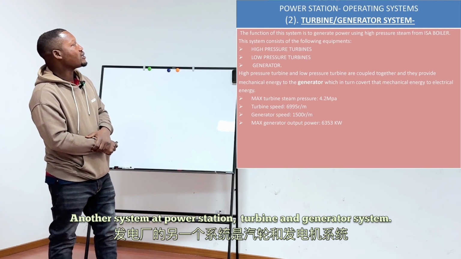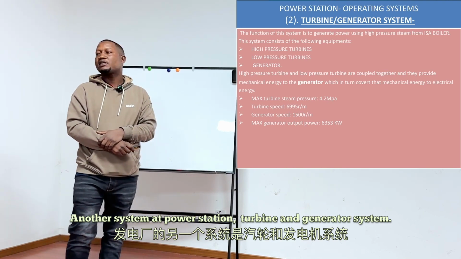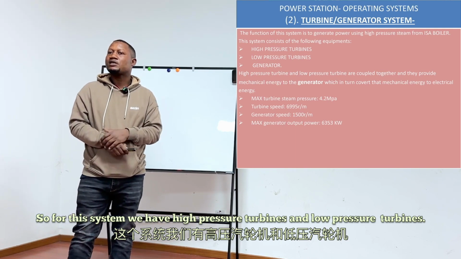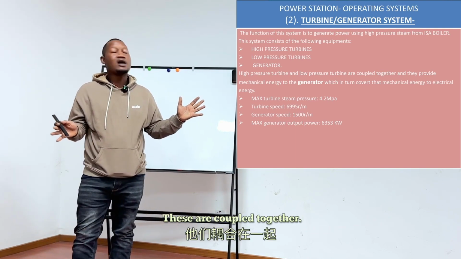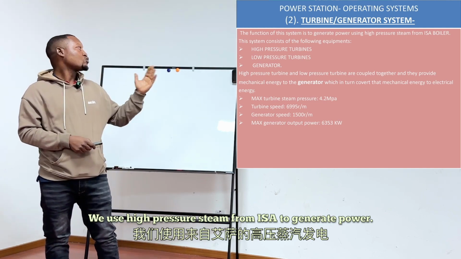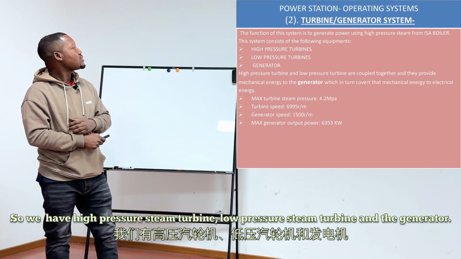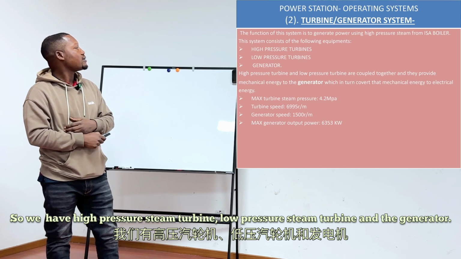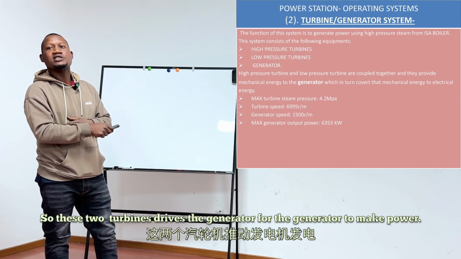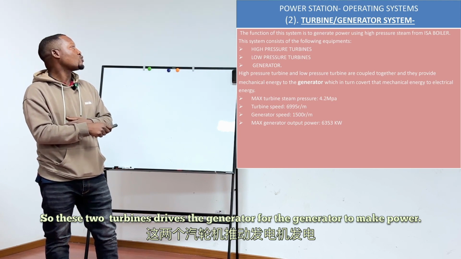Another system at the power station is the turbine and generator system. For this system, we have high pressure turbines and low pressure turbines. These are coupled together. We use high pressure steam from ISA to generate power. So we have a high pressure steam turbine, a low pressure steam turbine, and the generator. These 2 turbines drive the generator for the generator to make power.